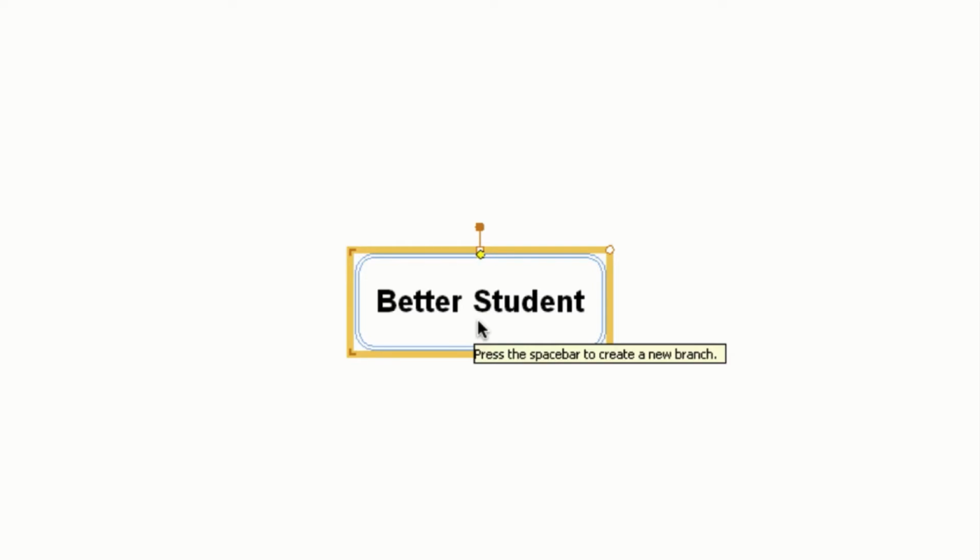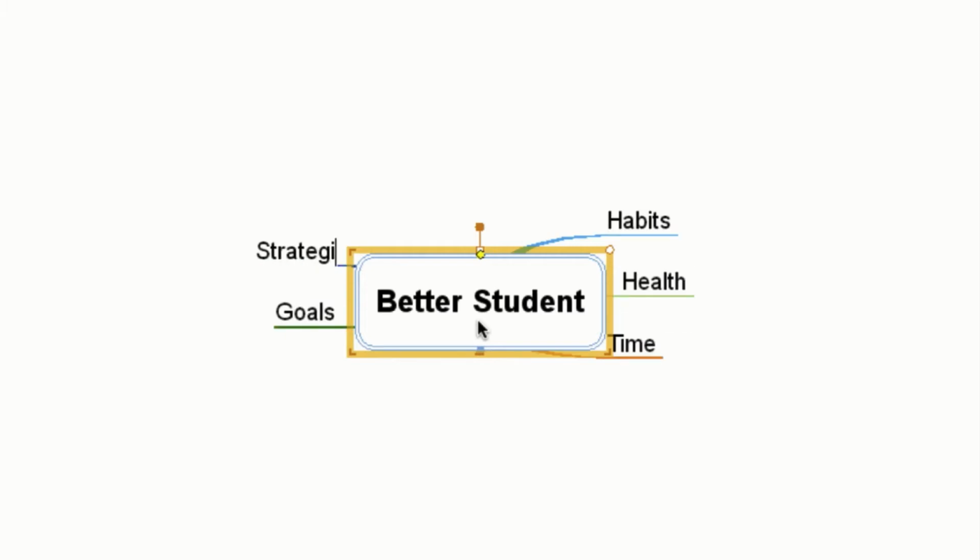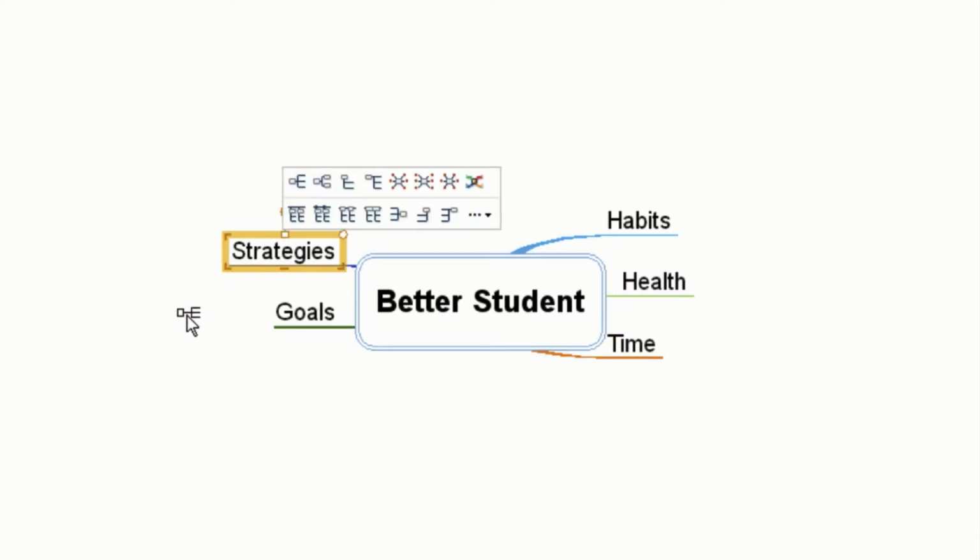Now when I think about being a better student, the following ideas pop into my mind. For instance, I would think it has something to do with habits and health, time, goals and strategies. These are important topics I want to have a look at. I add these to the first level of the map, and I believe if I work on these topics and areas in my life, I can become a better student. Now each topic is on its own branch. Very important.